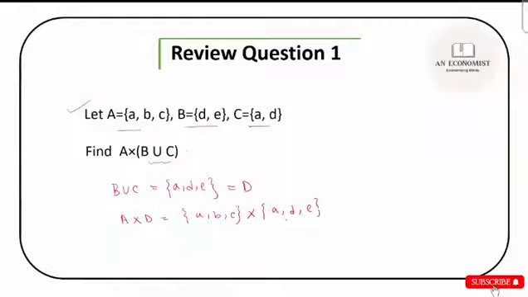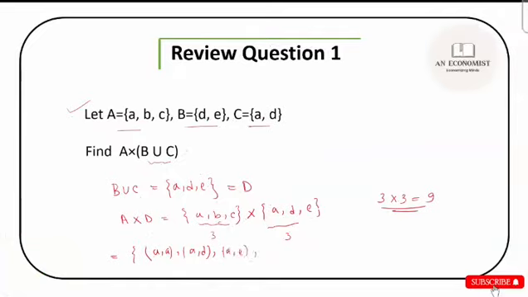Now if you observe this, you have 3 elements here, you have 3 elements here, so you know in your mind that in the Cartesian product set you have 9 elements. So let's just write those 9 elements. It will be (A, A), (A, D), (A, E).